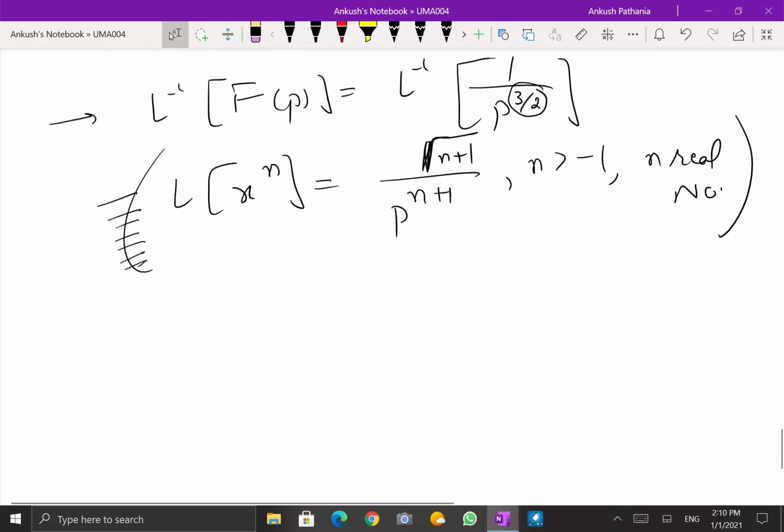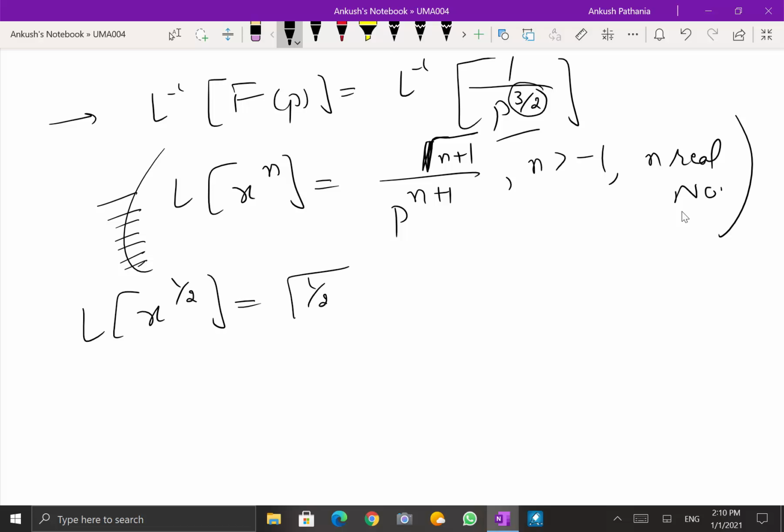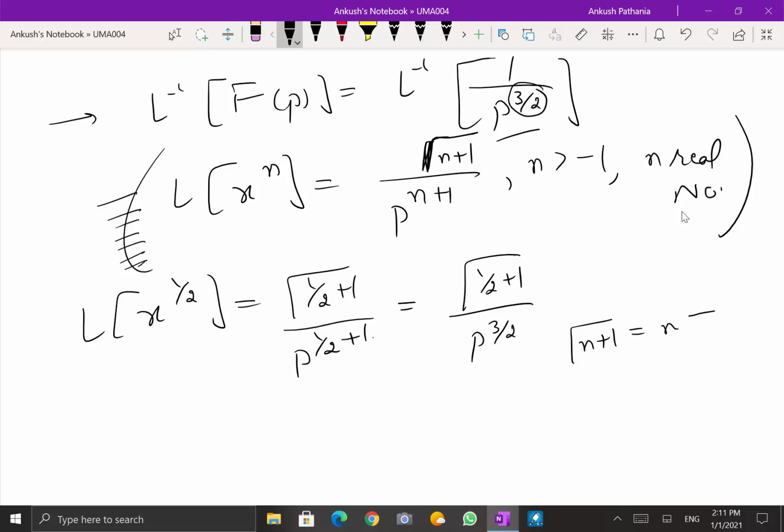So using this formula, since we have p raised to power 3 by 2, we can write Laplace of x raised to power 1 by 2 is gamma of 1 by 2 plus 1 upon p^(1/2 + 1). Why did I take x raised to power 1 by 2? Because its Laplace will make p raised to power 3 by 2. So this is gamma of 3 by 2 upon p^(3/2). Now we use the property gamma of n plus 1 is equal to n gamma n, when n is greater than 0 and a real number.